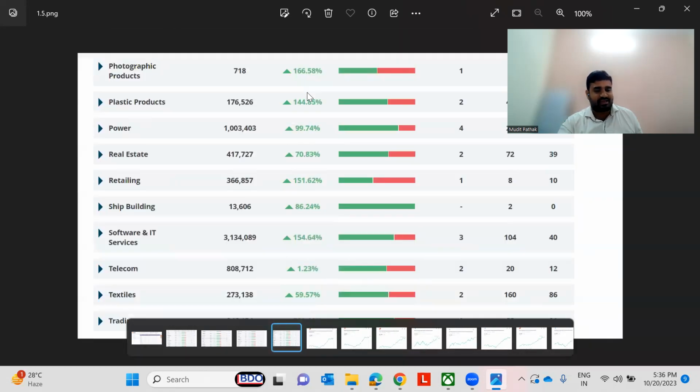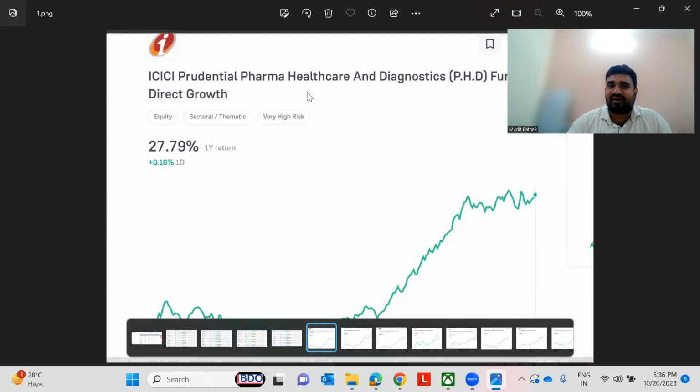अब मैं आपको एक एग्जांपल दिखाता हूं. This is ICICI Prudential Pharma Healthcare and Diagnostic Fund. So this is an example of a sectoral investment where we have targeted, हमने टारगेट किया मान लीजिए फार्मा सेक्टर. तो फार्मा सेक्टर की एक बढ़िया म्यूचुअल फंड ये आ रहा है कि ICICI Prudential म्यूचुअल फंड. So 27.8% return. So this is just to show you an example. This is not a recommendation.